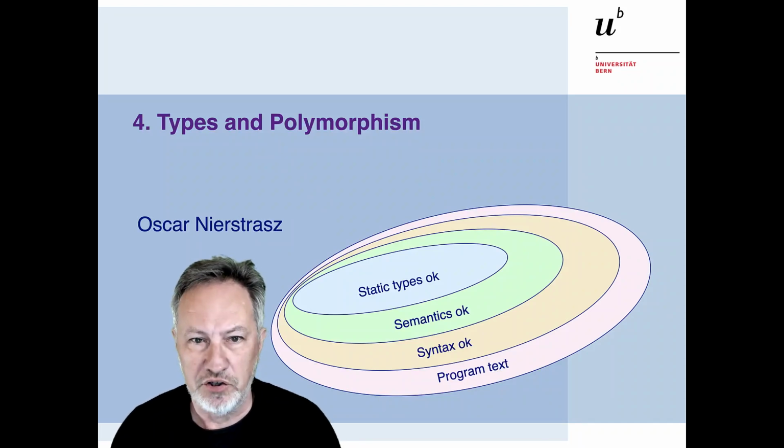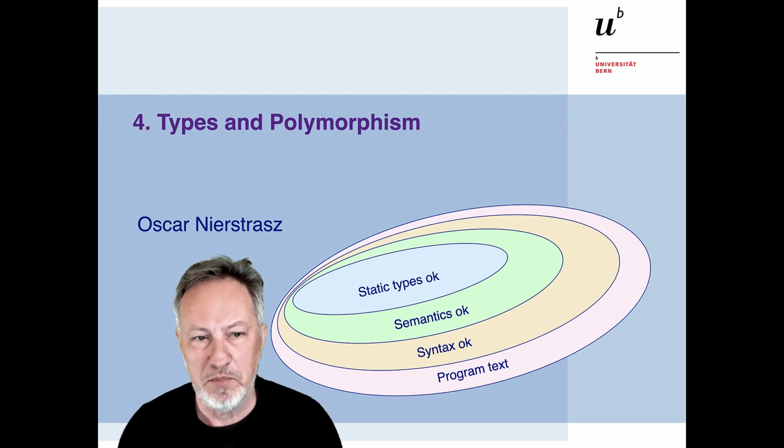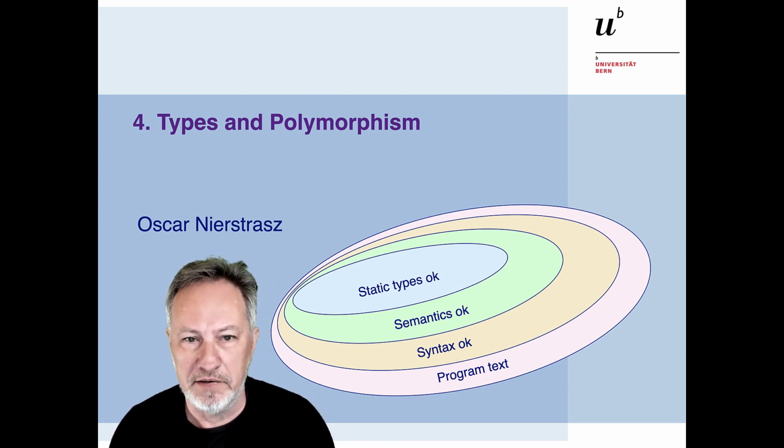Welcome to this fourth lecture in the programming language series. Today we'll be looking at types and polymorphism using Haskell as our example language.